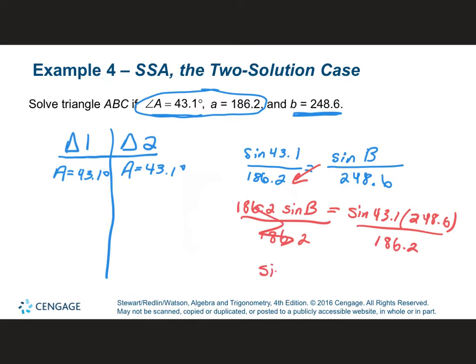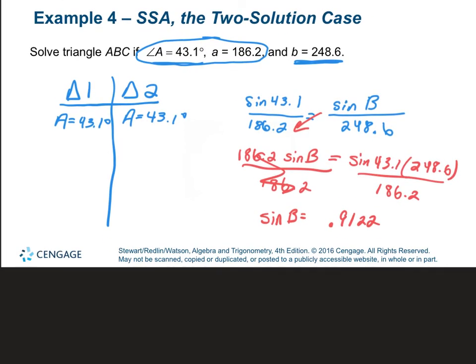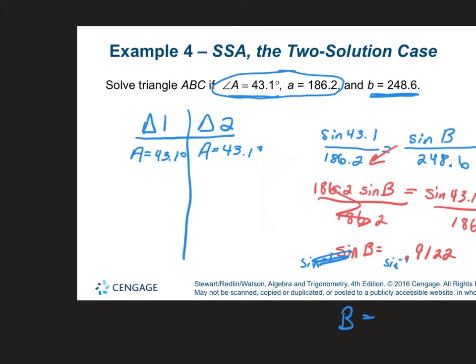So in my calculator, I get that the sine of B is 0.9122. Now that's not the angle measure, that's the sine of the angle. So in our calculators, hit second sine, you get that sine inverse. You gotta do it to both sides. So I get angle B is, second answer, no, I'm sorry, 65.8 degrees. 65.8 degrees.